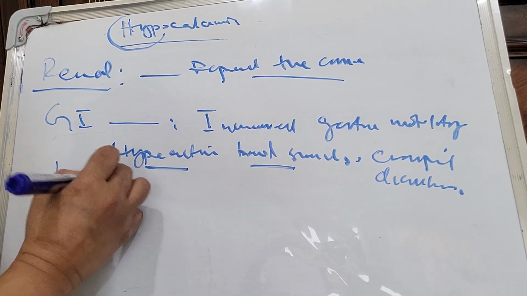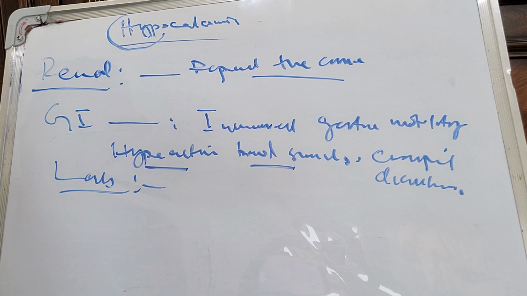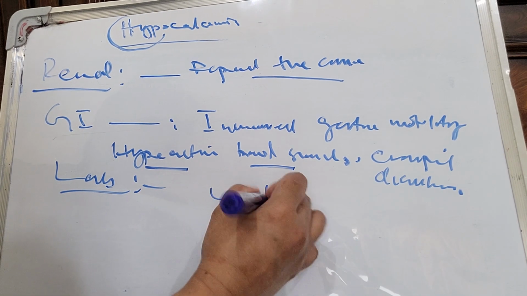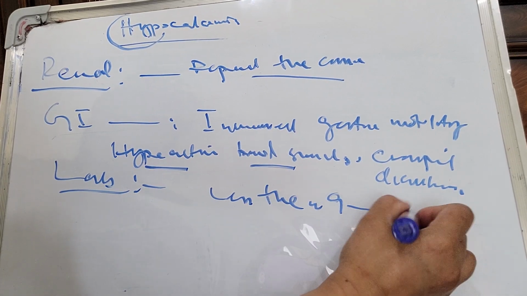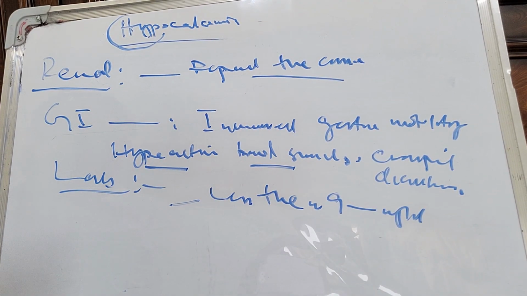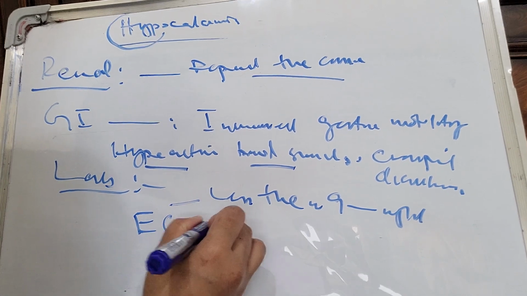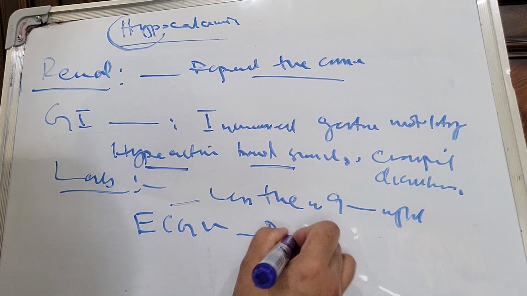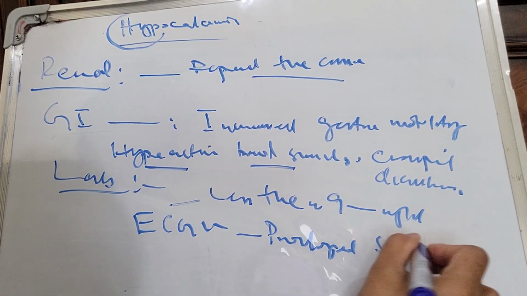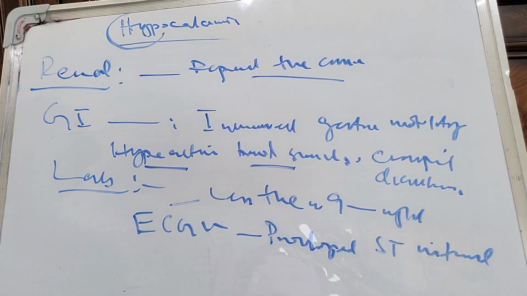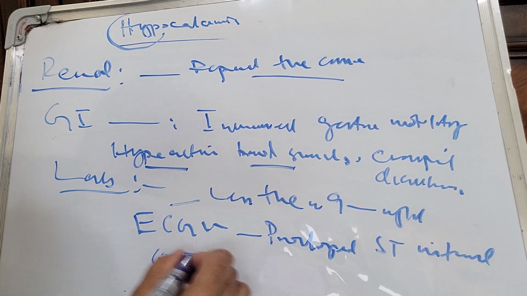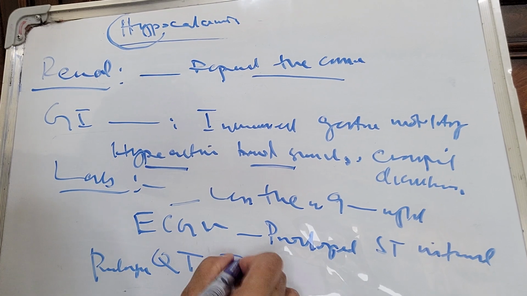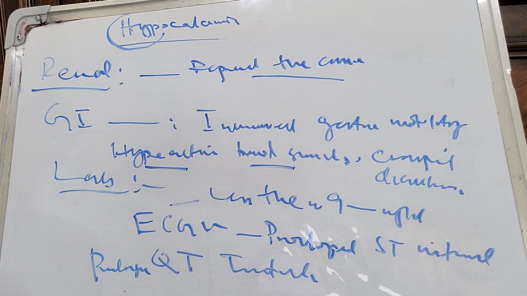If we talk about lab values, which lab findings do we see in hypocalcemia? Serum calcium level less than 9 milligram per dL is hypocalcemia. And most important, the ECG: what will we see in the ECG if the patient has hypocalcemia? Prolonged ST interval and prolonged QT interval.